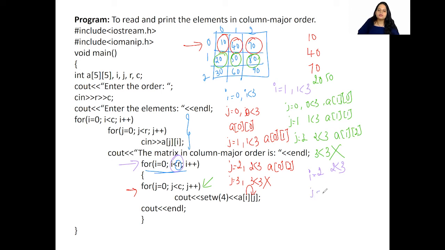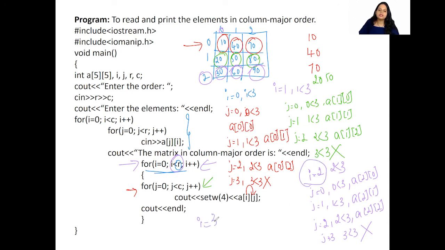So again, j is going to become 0. Is 0 less than 3? Yes. So we are printing A of 2 comma 0, which is this one. Why 2 comma 0? Second row, first column. Okay, first column. Next, j is going to become 1. 1 is less than 3. So we are printing A of 2 comma 1. Okay, which is nothing but 60. Next, j is going to become 2. Is 2 less than 3? Yes. So we are printing A of 2 comma 2, which is this one. Now j is going to become 3. 3 is not less than 3. Hence, we are going back to our main for loop. Now here it is I value is 2, isn't it?